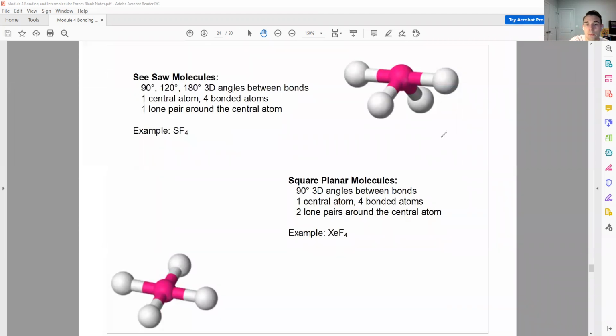I mean, if you had a little person here and here, it looks like a seesaw. So sometimes scientists aren't that creative. They're just literally naming it what it looks like. Bond angles, 90, 120, 180, again, depending on between which bonds you're talking about. One central atom with 4 bonded atoms and 1 lone pair. On seesaw molecules, that lone pair means it cannot cancel its polarity.